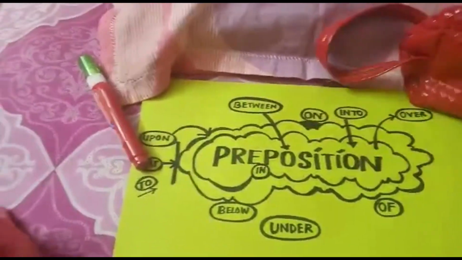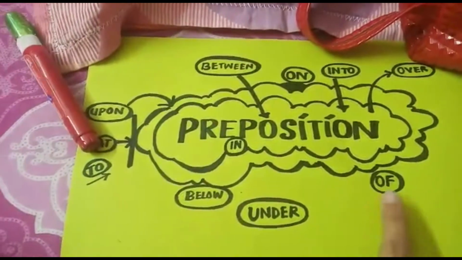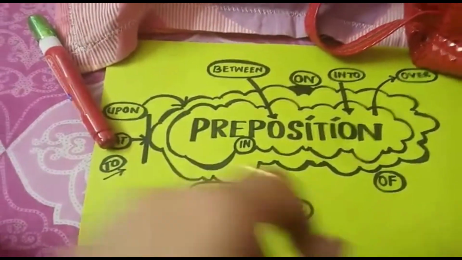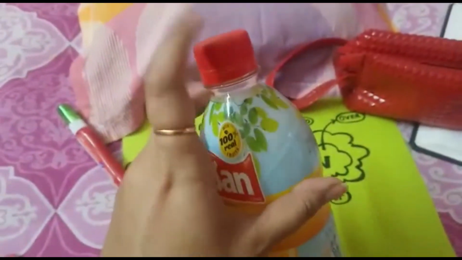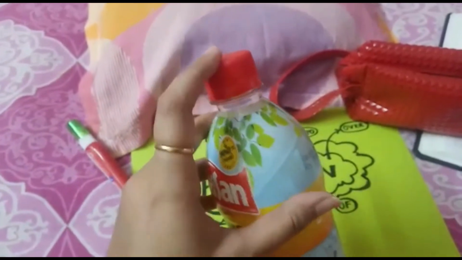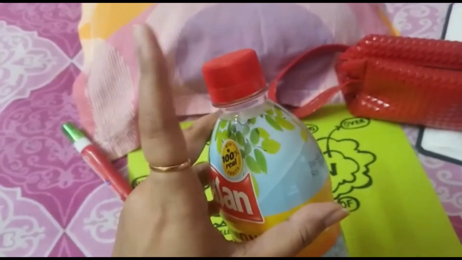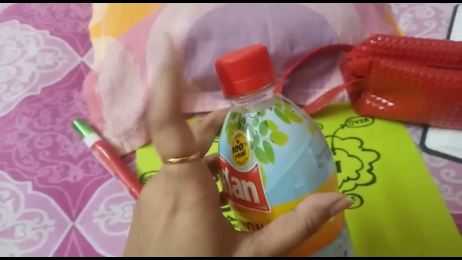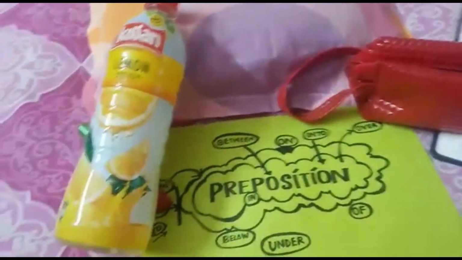Next preposition which I will explain now is of. When do we use of? In Hindi we say ka. For example, the color of the cap is red. Color of cap: cap ka, color ka. So in Hindi we say ka. The color of the cap is red. This is how we relate, and we use of.